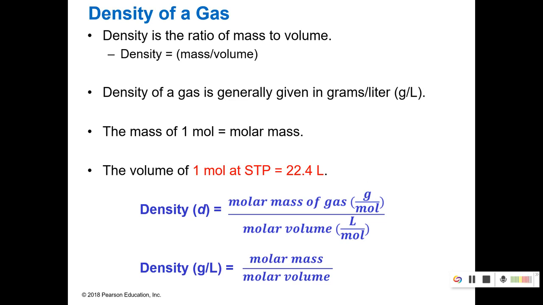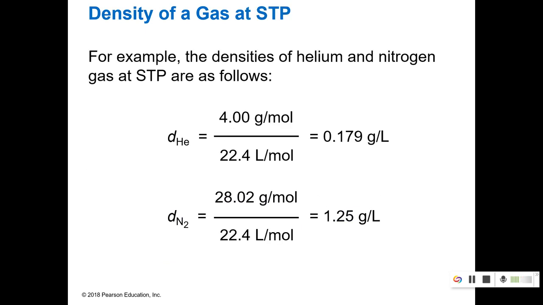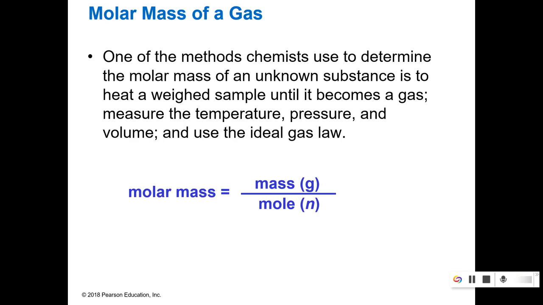Just remember, density is grams per liter. So if we're doing molar density, we're doing molar mass divided by molar volume, which is that. So this bottom would be 22.4 liters. So the molar mass would just come from the periodic table. So if I needed the molar density of helium, it'd be 4 divided by 22.4. If I needed it for nitrogen, it'd be 28.02 divided by 22.4.